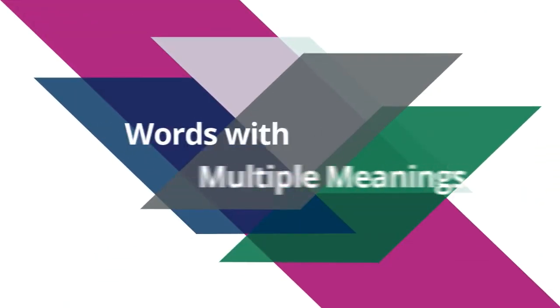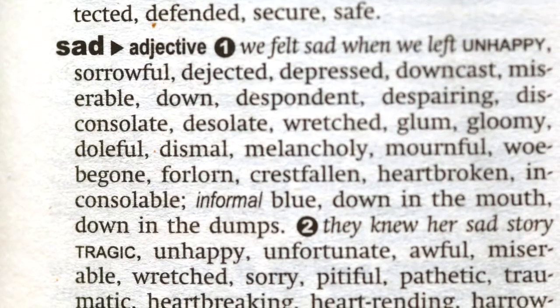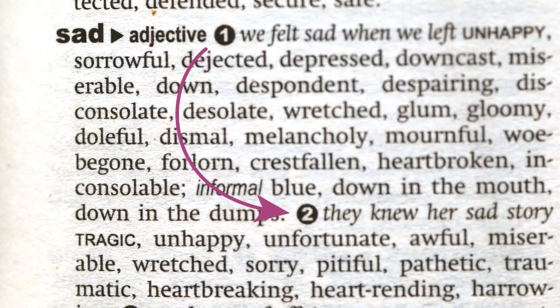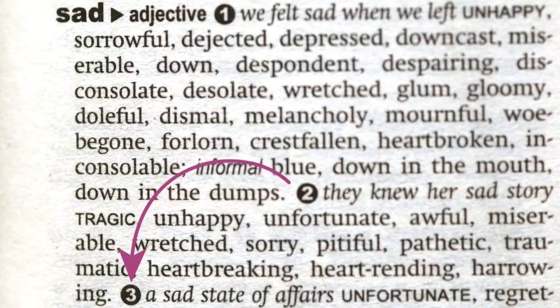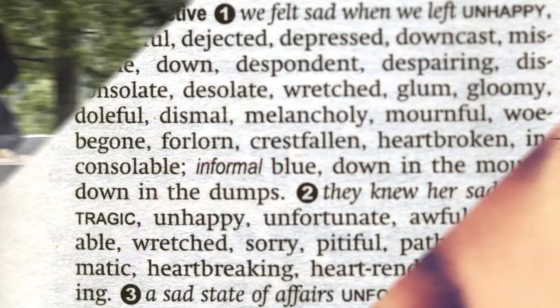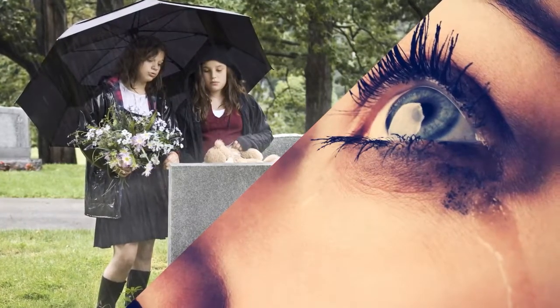Most English words have more than one meaning. A dictionary makes it easy to find these multiple meanings by adding numbers in front of each meaning. This entry for sad indicates there are 3 definitions for the word. Look at these 2 images. Which image goes with each meaning?